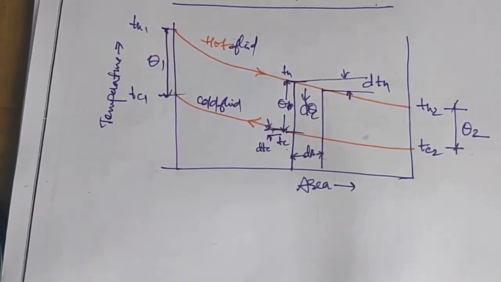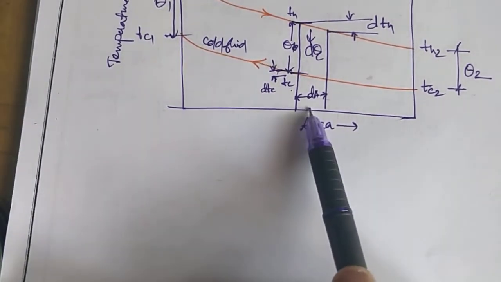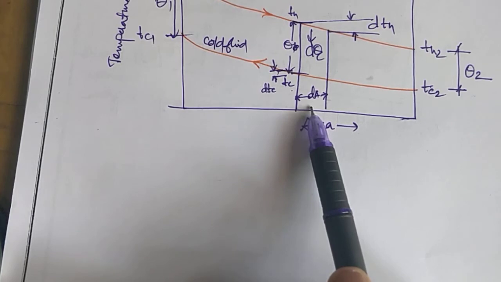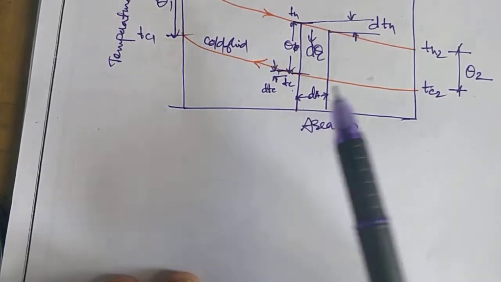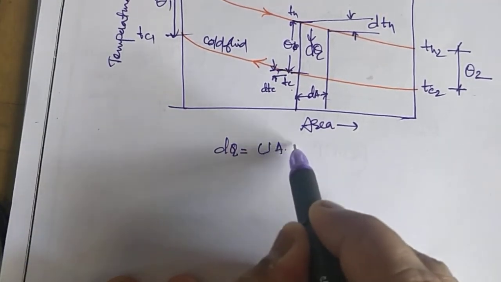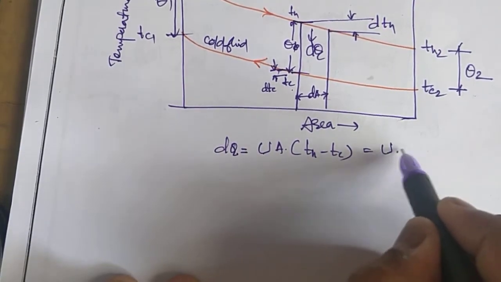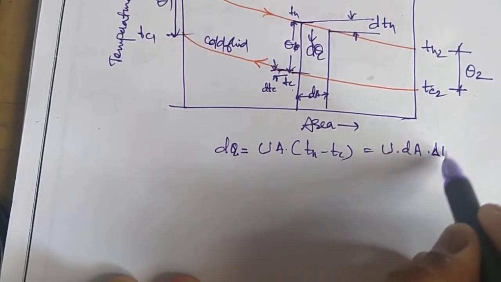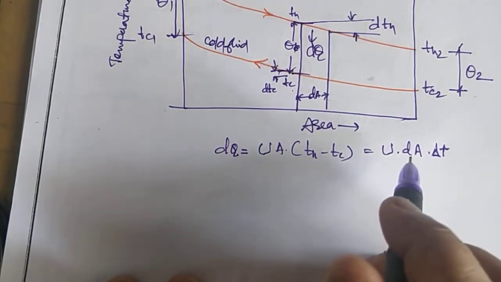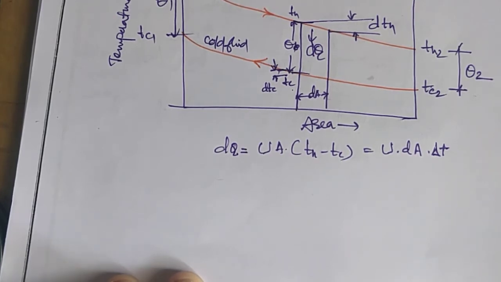Let us consider the elementary area dA of the heat exchanger. Here the rate of flow of heat through this elementary area is given by dq is equal to U dA (TH minus TC), that is U dA into delta T. Already you know that equation. In this case also, due to heat transfer through area dA, the hot fluid is cooled down by dTH, whereas the cold fluid is heated by dTC.